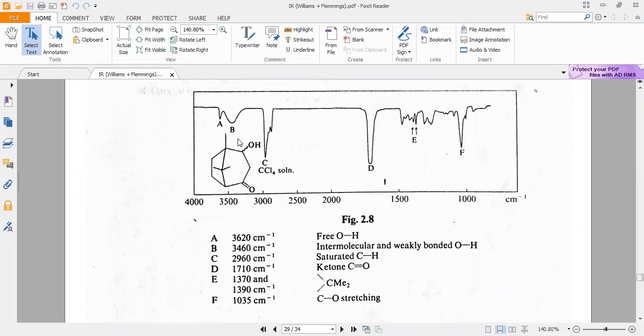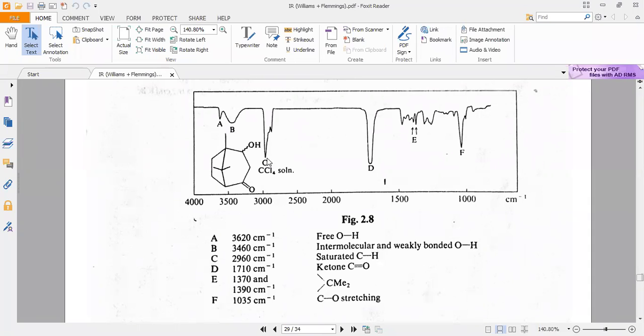If we are interested to check what kind of hydrogen bonding this is, we cause dilution. When we cause the dilution, if this signal gets weak, it means it is intermolecular hydrogen bonding. If it doesn't get weak, it is the same for a different concentration, it means it is intramolecular hydrogen bonding. This is how we can get confirmation.